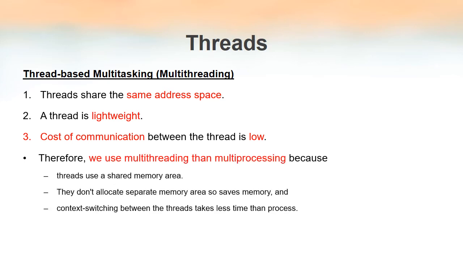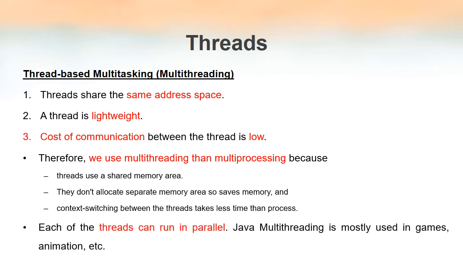And for these reasons, we will be using multi-threading other than multiprocessing, because all the threads share the same memory area, so there is no need to allocate separate memory area as the number of threads increases. Threads don't allocate separate memory area, so it saves memory. And since they are in the same memory space, there is no need of worrying about the context switching that takes place between threads. If you want to switch from one thread to the other, there is no need to worry about that because we are switching within the same memory.